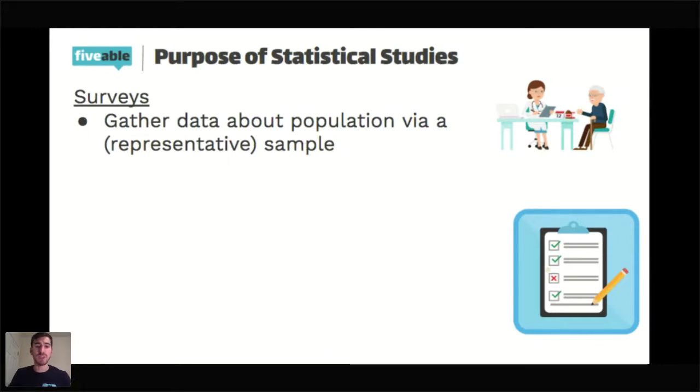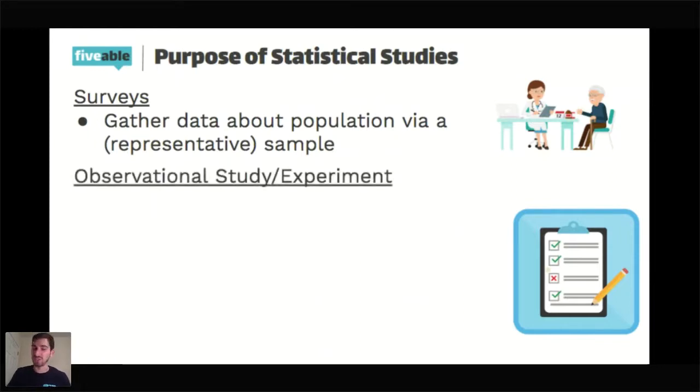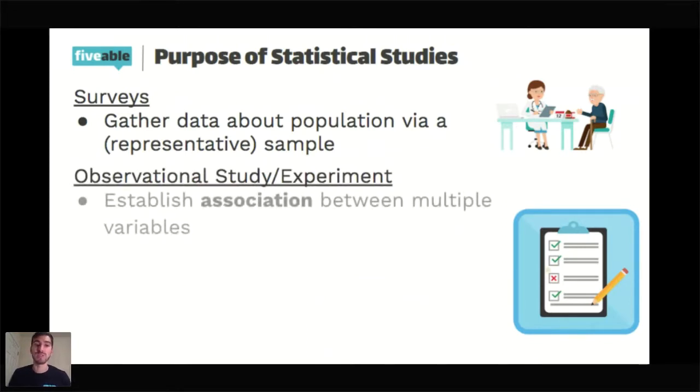But surveys are a special type of observational study, which also could be similar to an experiment in some cases. But those are about establishing association between multiple variables. So in surveys, typically you're going to ask a lot of questions or look maybe just at one specific variable about the individuals in your sample and try to use that data to make predictions about the whole population.